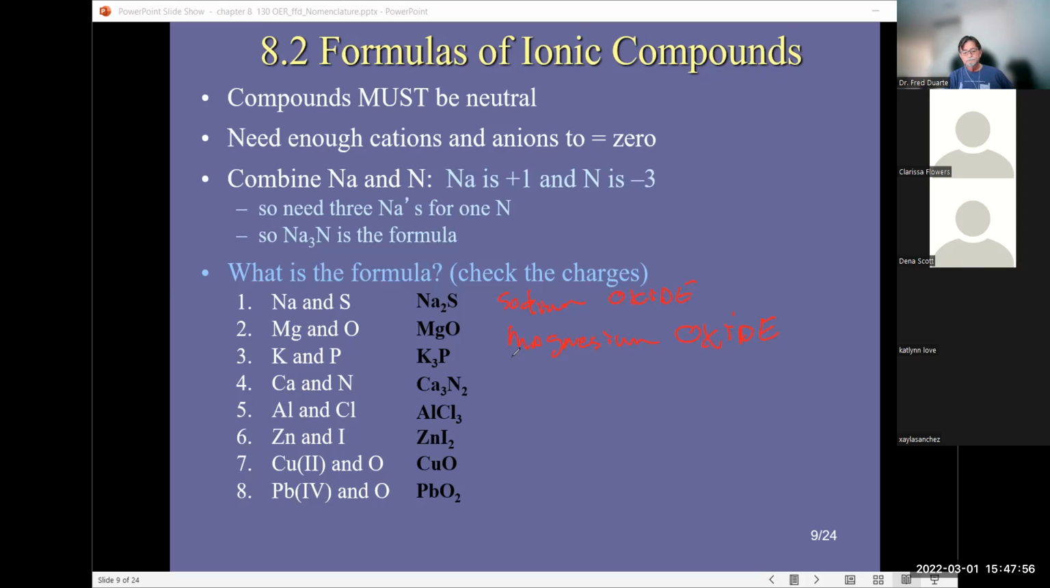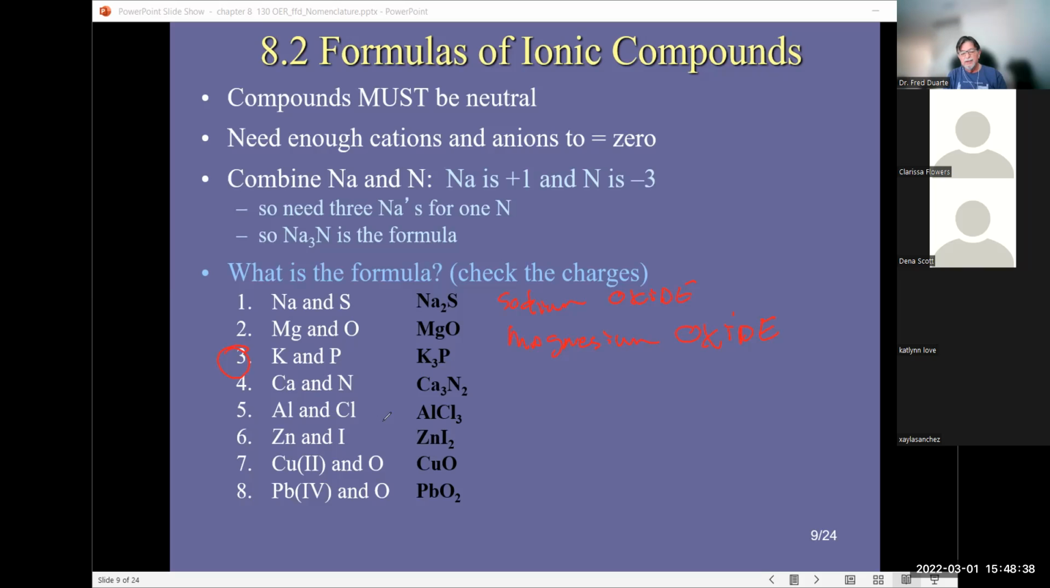Before you tell me the names, just so I can make sure I get this. On Pb 4 and oxygen, the reason you need 2 oxygens to cancel out the 4 is because oxygen is a -2 charge. You got it. You have to add enough negatives to cancel out the positives. Sometimes you don't add any more positive, you just need to add, in this case, the negative, or vice versa. Like number 3, each potassium had a +1, so I needed to add 3 potassiums to cancel the -3 of the phosphide. So you're going to add one or the other.